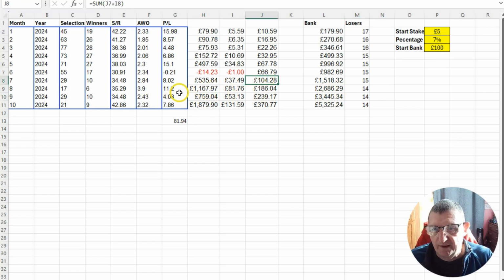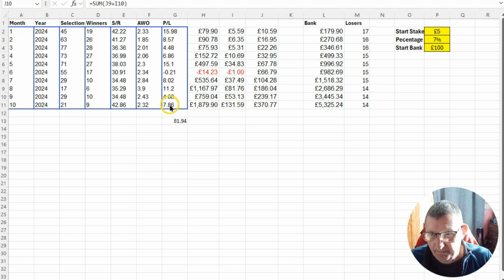We have a good month, 11 points, make £1,167. We're now up to stakes of £160. We only win 4 points, but we win nearly £759, nearly £800, close to it. We're now up to £239 stakes.